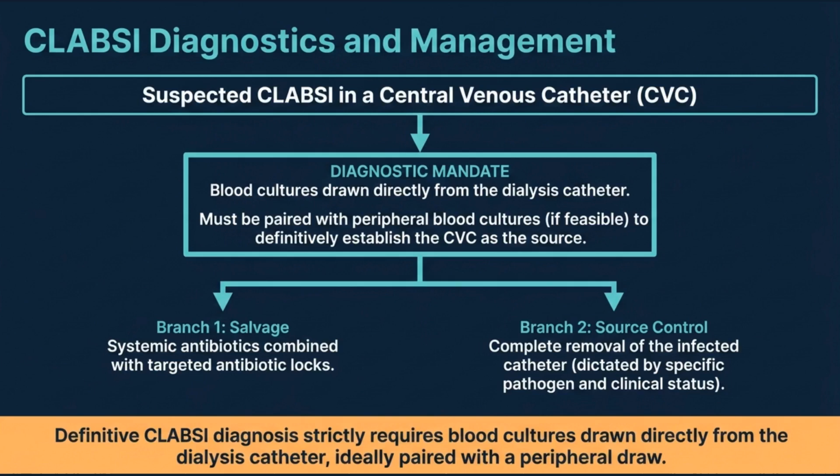Ideally, these should be paired with peripheral blood cultures if feasible, to definitively establish the catheter as the source of the infection. Treatment of these catheter-associated infections often requires systemic antibiotics. Depending on the specific pathogen isolated and the patient's clinical status, management may also involve the use of antibiotic locks or the complete removal of the infected catheter.